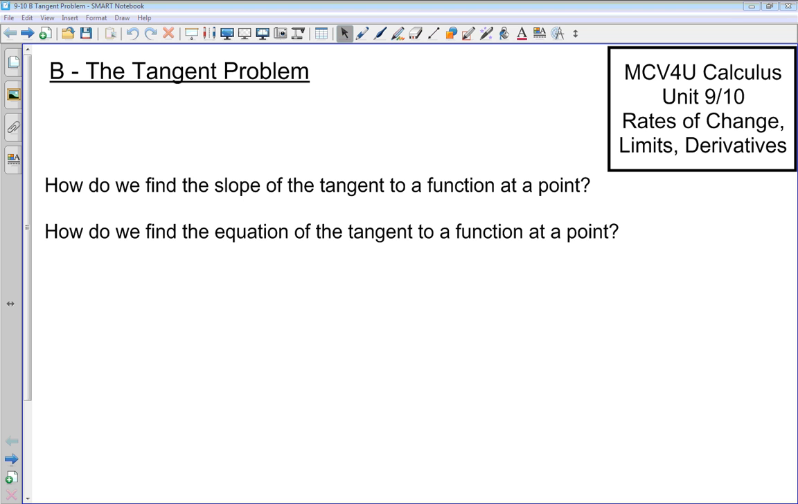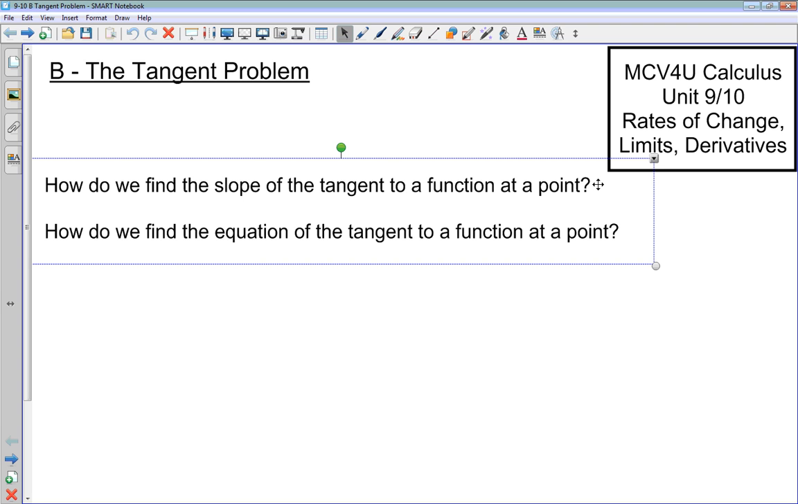Now you might ask yourself, what do we mean by the tangent problem? Well, the tangent problem is basically just this question right here. How do we find the slope of the tangent to a function at some point? Because we saw in the last lesson that the slope of the tangent to some function at a point represents the instantaneous rate of change of that function at that point. So if we want to find instantaneous rates of change, we want to find slopes of tangents.